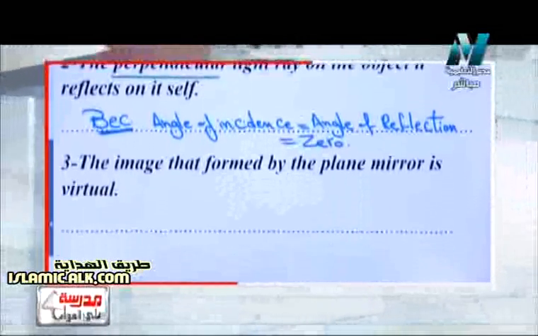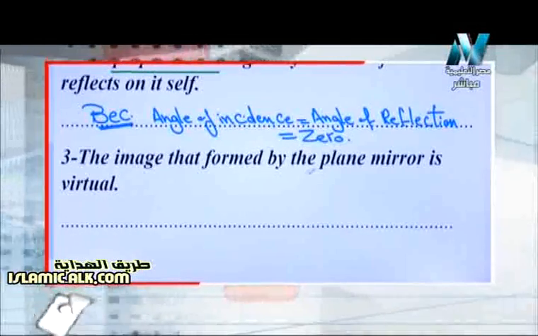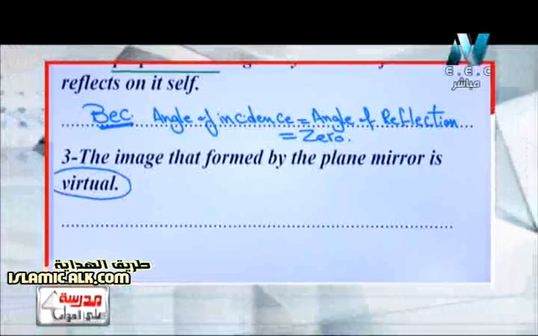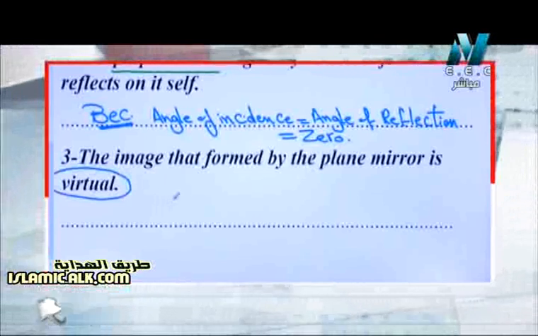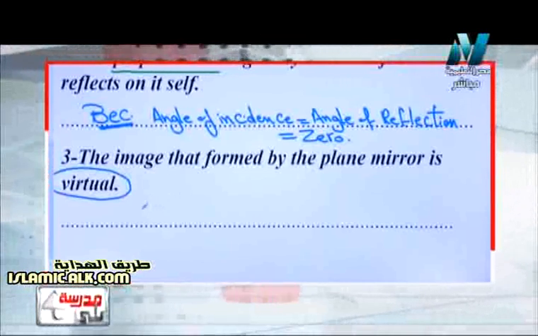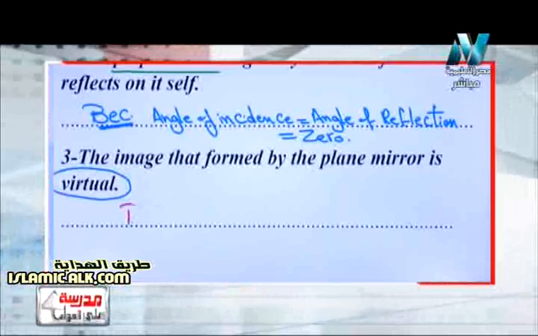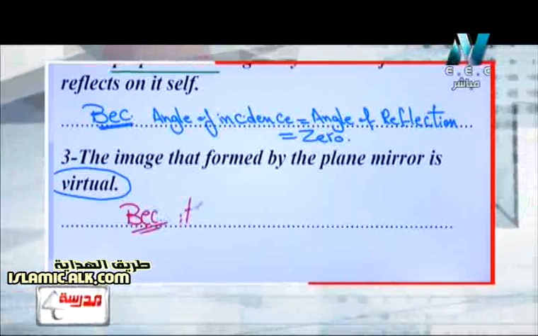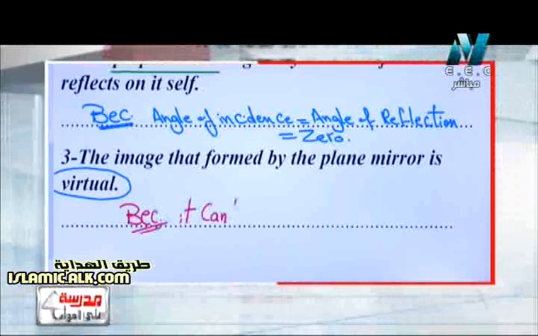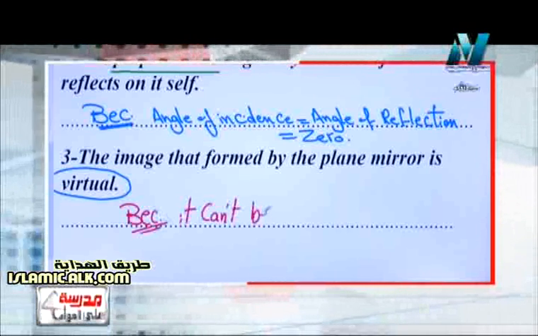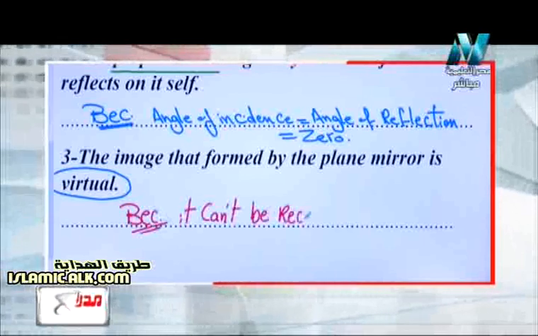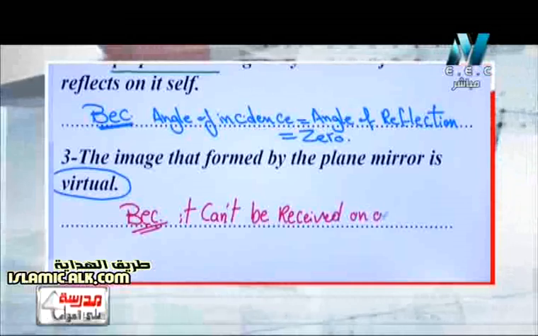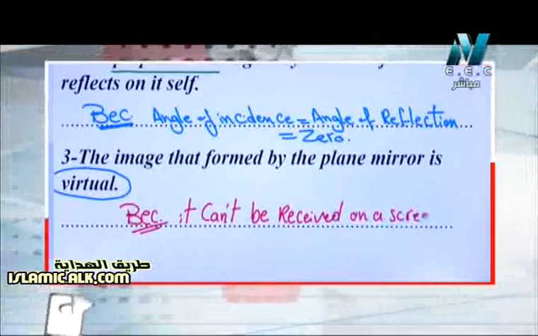Third question here, the image formed by the plane mirror is virtual. Here we talk about what? We talk about virtual image. And we should know what is meant by virtual image, because it can't be received on a screen.